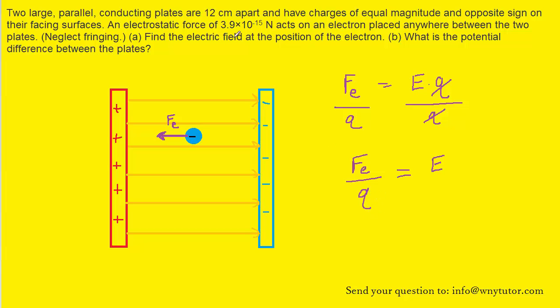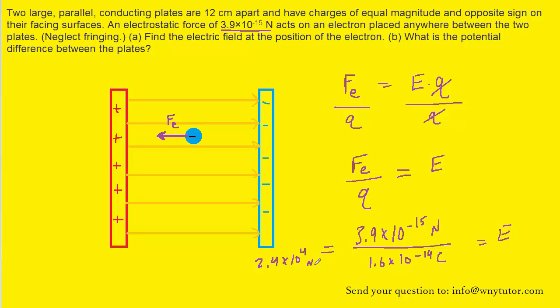Now the question notes that the magnitude of the electrostatic force was 3.9 times 10 to the minus 15 newtons, so we can plug that in for the electrostatic force. And then since this particle is an electron, the magnitude of the charge is 1.6 times 10 to the minus 19th coulombs. We can simply pick up our calculators and divide these two quantities. And when we do that, we should get approximately 2.4 times 10 to the power of 4. And then we can see from the units that we would have newtons per coulomb. And this would be the correct answer to part A.